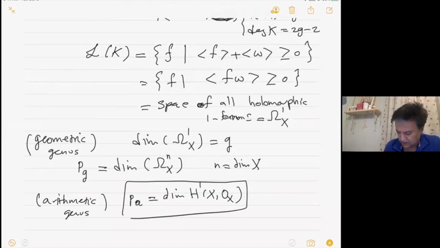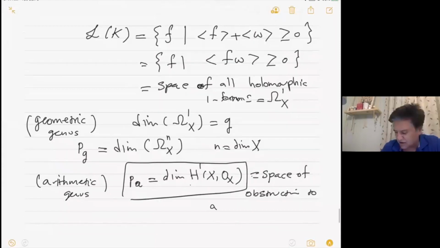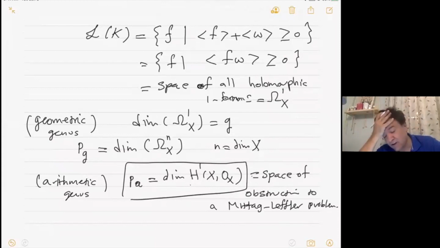And there is a way to interpret H^1(X, O_X) using classical language as the space of obstructions to a problem that is called Mittag-Leffler. It's funny because until quite recently, I have always thought that Leffler is the name of two mathematicians, but in fact, it's just one mathematician. Mittag-Leffler is the name of one person.